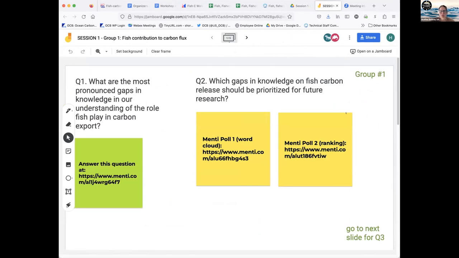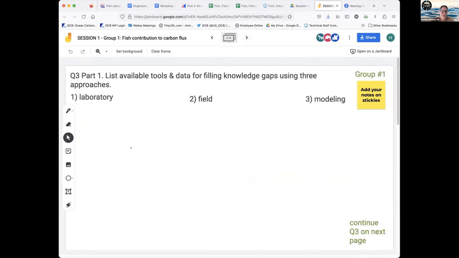Just to give you an idea of what these Jamboards look like, you're going to come to the first page. You're going to add who's there and who the rapporteur is. And you're going to see that the first couple of questions are in the form of Menti polls. I want everybody in your group to fill out these Menti polls. We're going to be recording the results, and that will be part of the summary report out that we do at the end. We'll have these as an archive of your discussions in addition to the detailed Jamboards. For these first couple of questions, you'll just go to the link and take them, and I'll be grabbing the results so that we can share them later.